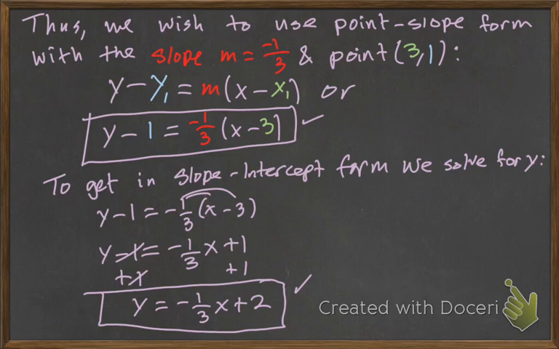Key thing: parallel lines have the same slope, and perpendicular lines have opposite reciprocal slopes. I hope that helps.